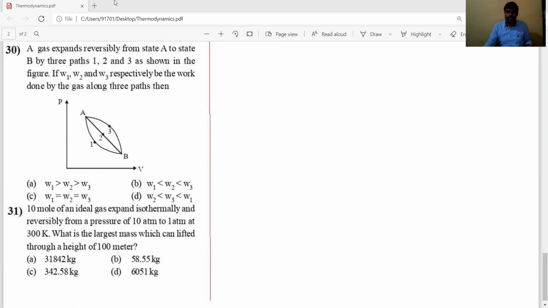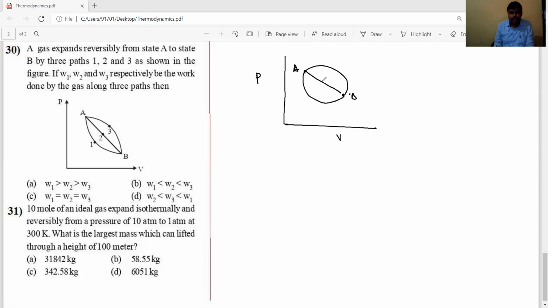What is the 30th question? They gave PV work, pressure and volume work. The pressure and volume work is taking place in 3 paths. A is converted into B in 3 paths: first path 1, then 2, and then 3.